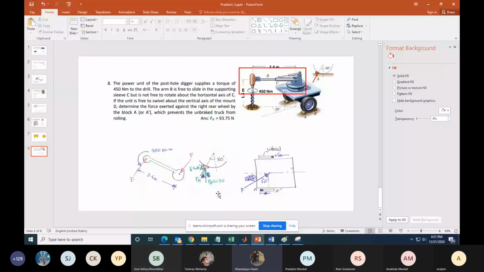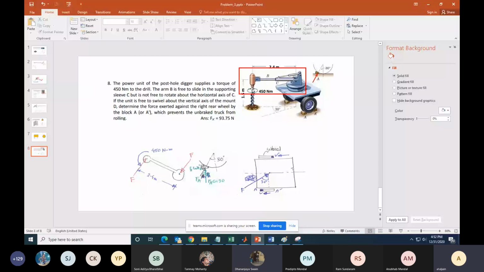Sir, what is the meaning of the third line in the question? Third line or third sentence? Third line. I did not understand the question, sir. B is free to slide, but not rotate. So this B is free to move in this direction, but it can't rotate. Why do we need that statement here? It is not needed. You could solve it without that also.